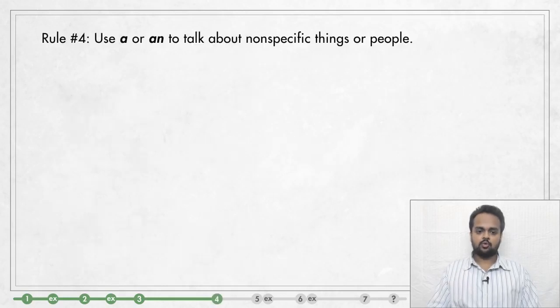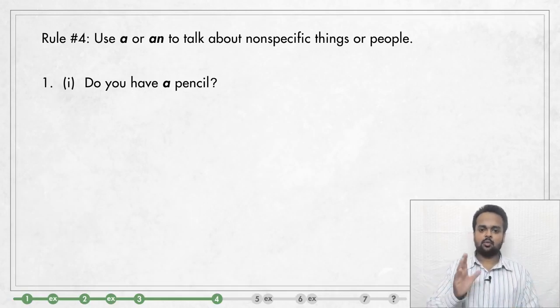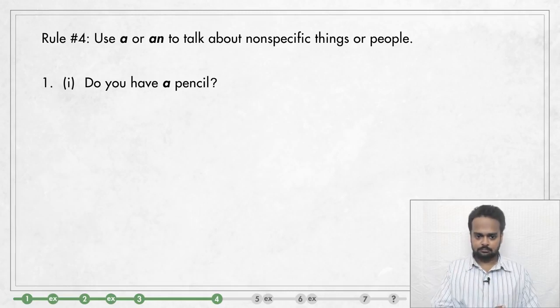Okay, let's now talk about rule number 4. Use a or an to talk about non-specific things or people. What does that mean? Well, here's an example. Do you have a pencil? If I ask you this question, then it probably means I need a pencil to write with. Now, I say a pencil because I mean any pencil. I don't care about any one specific pencil.